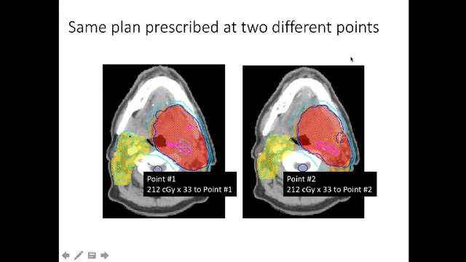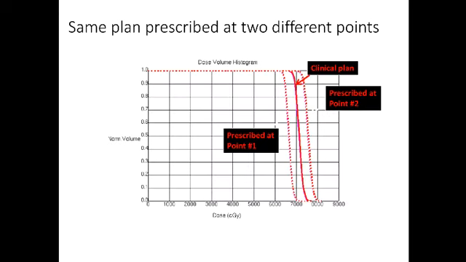Here's a plan I drew up, same plan in both cases, but prescribed at 2 different points. On the left, to point number 1, which happens to be in a hot spot, you prescribe 212 centigray times 33 fractions to that point. On the right, same prescription, but to this other point here, which happens to be in a cold region. What does that do? Let's look at that in terms of the DVHs, because it will have an effect.